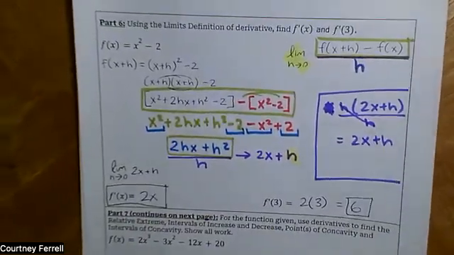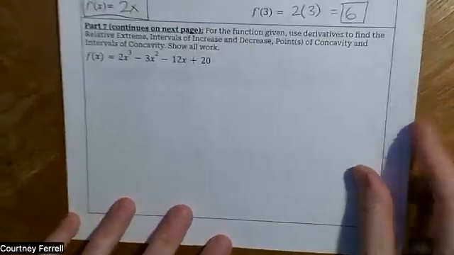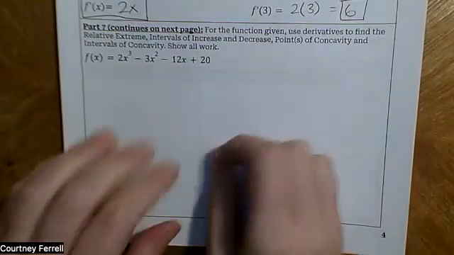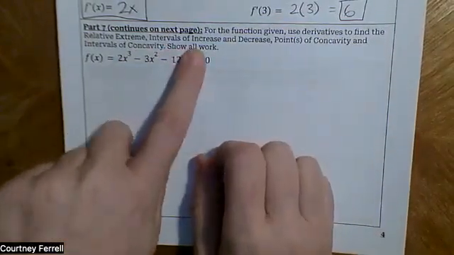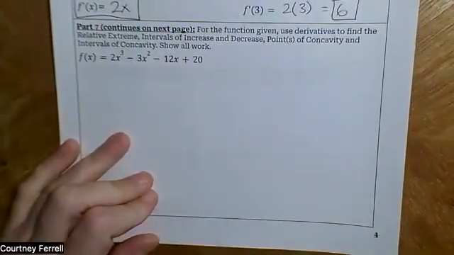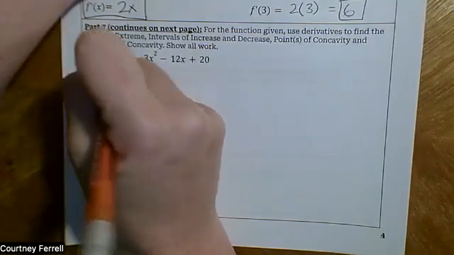Here we go on part 7, which is the biggest part of the test. Brace yourself. Just kidding, sort of. All right, so we are going to use derivatives. We're going to find relative extrema, intervals of increase and decrease, points of concavity, etc. With these types of problems, the first thing that we are going to do is find the first derivative.